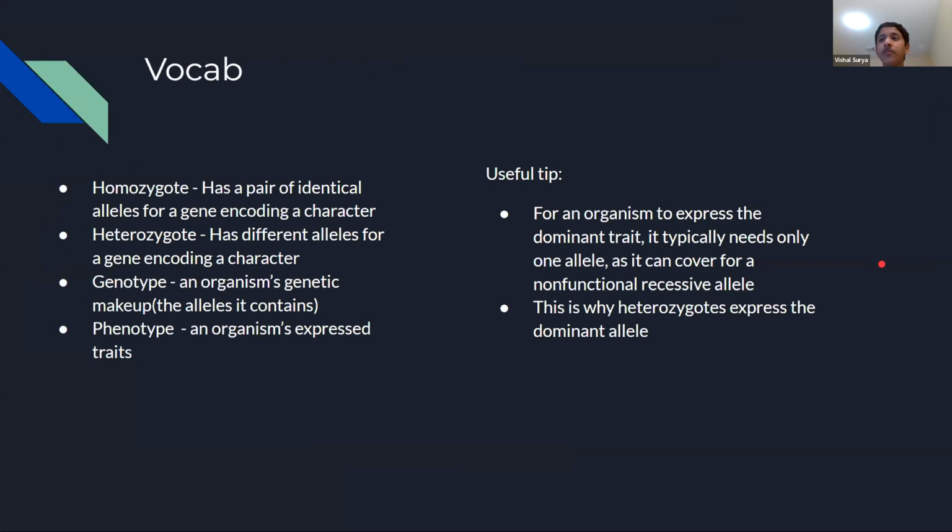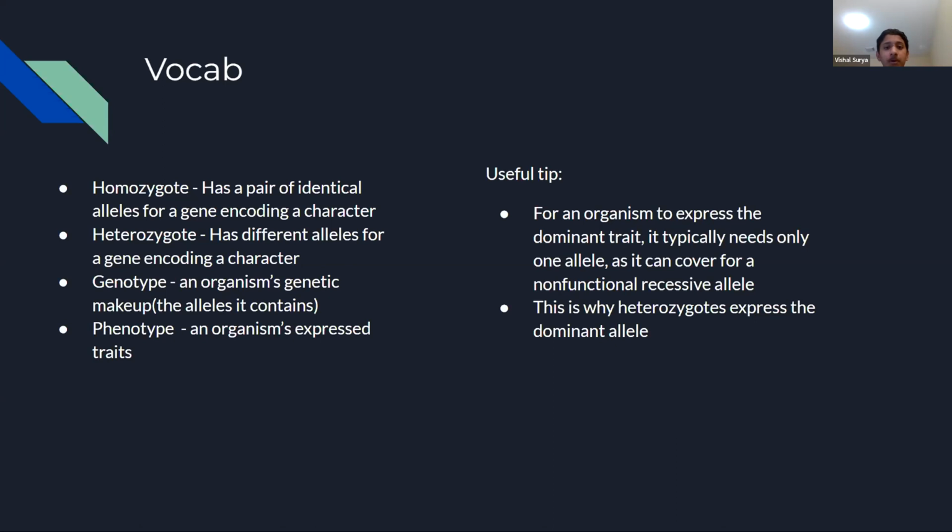All right, so now onto the question that was in the chat. What makes something dominant? Like, why does the purple mask the white allele? So for an organism to express a dominant trait, it typically only needs one allele, as it can cover for a non-functional recessive allele. What that means is, we'll see later on too, but these DNA molecules, like I said in the previous class, are encoding the proteins. So instead of thinking of them as genes right now, think of them as the protein molecules that they encode. So we have the purple one. It produces a pigment that's purple, and the white one produces a pigment that's white.